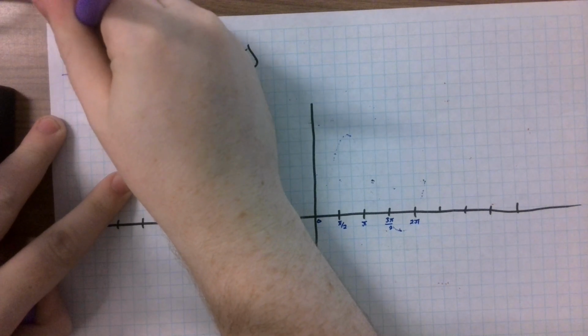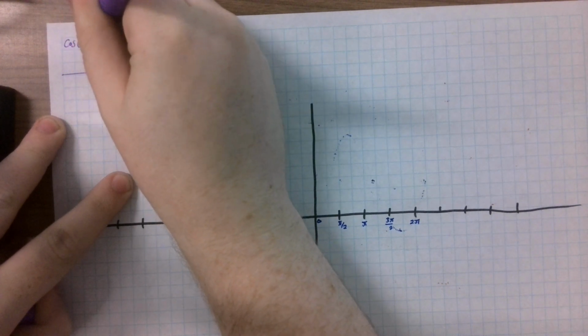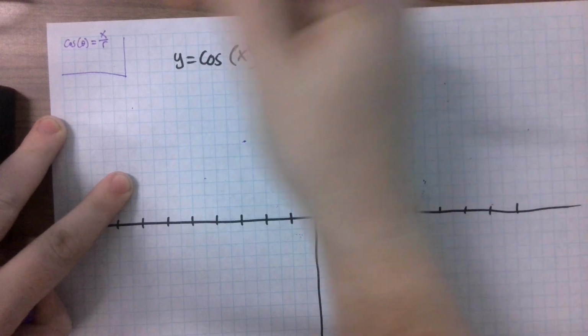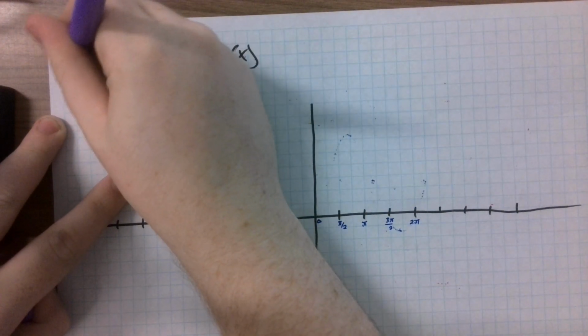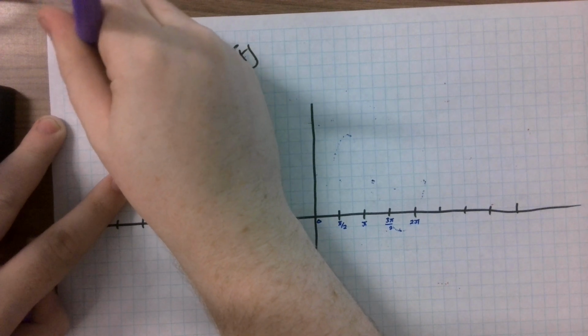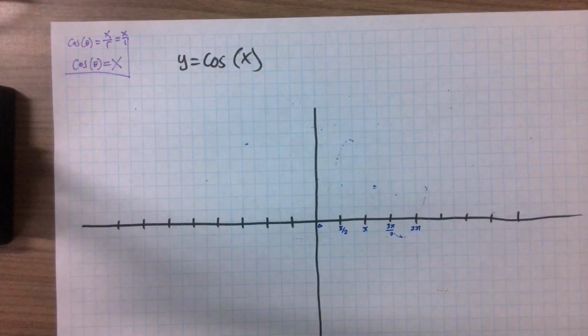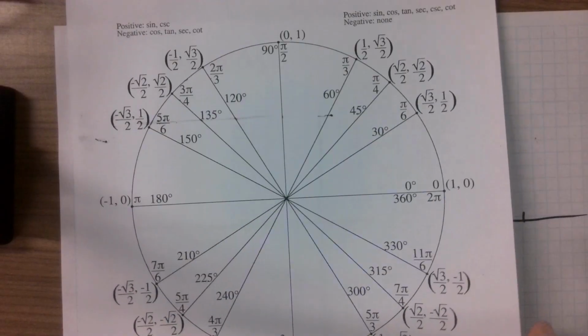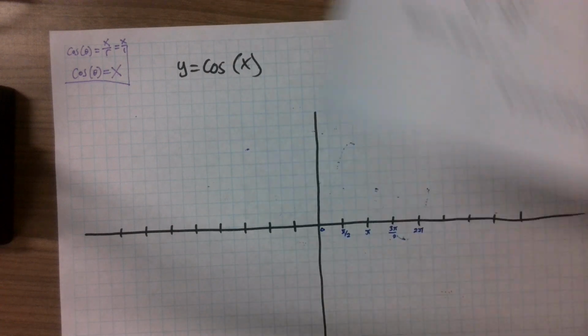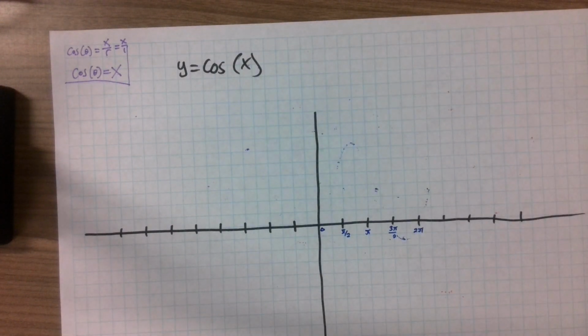the cosine of any angle theta is equal to x over r, and if our radius is just 1, like we're using our unit circle, that means the cosine of theta is just the x value of the point on the unit circle. So look at your unit circle, look at the x values of all of those points, and see if you can use them to graph cosine. Pause the video and try it out.